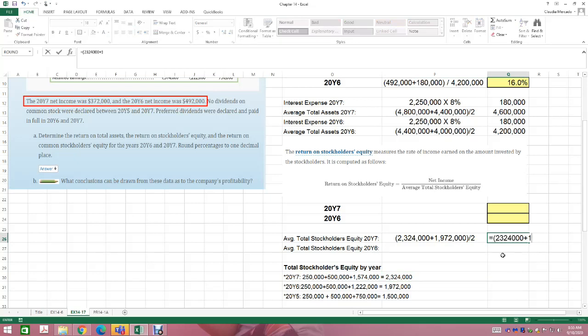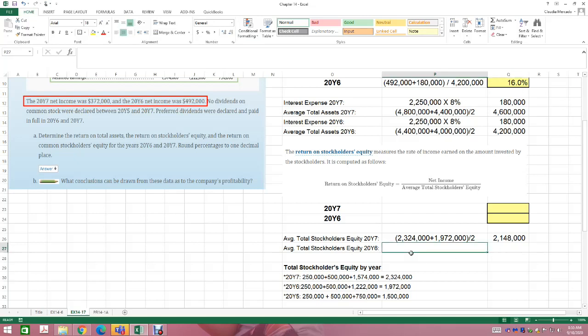2,324,123 plus 1,972,123, and we're going to divide by 2. Okay, so my average stockholders equity for 20Y7 is 2,148,000.